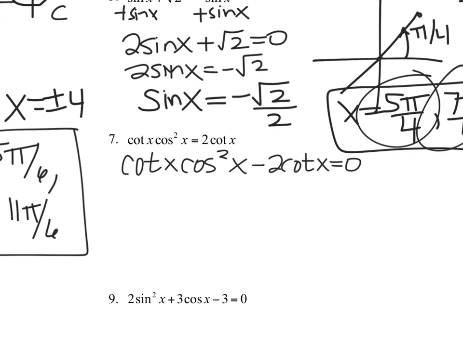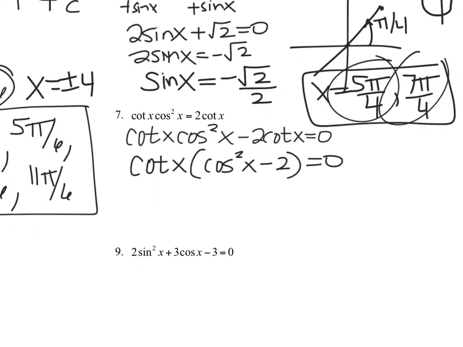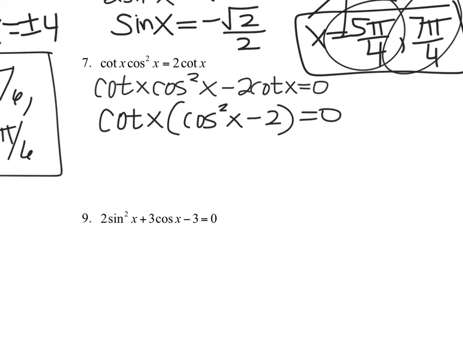Okay, so now to solve this, we're going to bring that cotangent out to the front. We're going to factor out the GCF. So cotangent x times (cosine squared x minus 2) is equal to 0. And then you want to set up 2 equations to solve. So we have 2 factors, 2 equations. All right, so we want to find out where cotangent x equals 0. And we also want to find out where cosine squared x minus 2 equals 0.